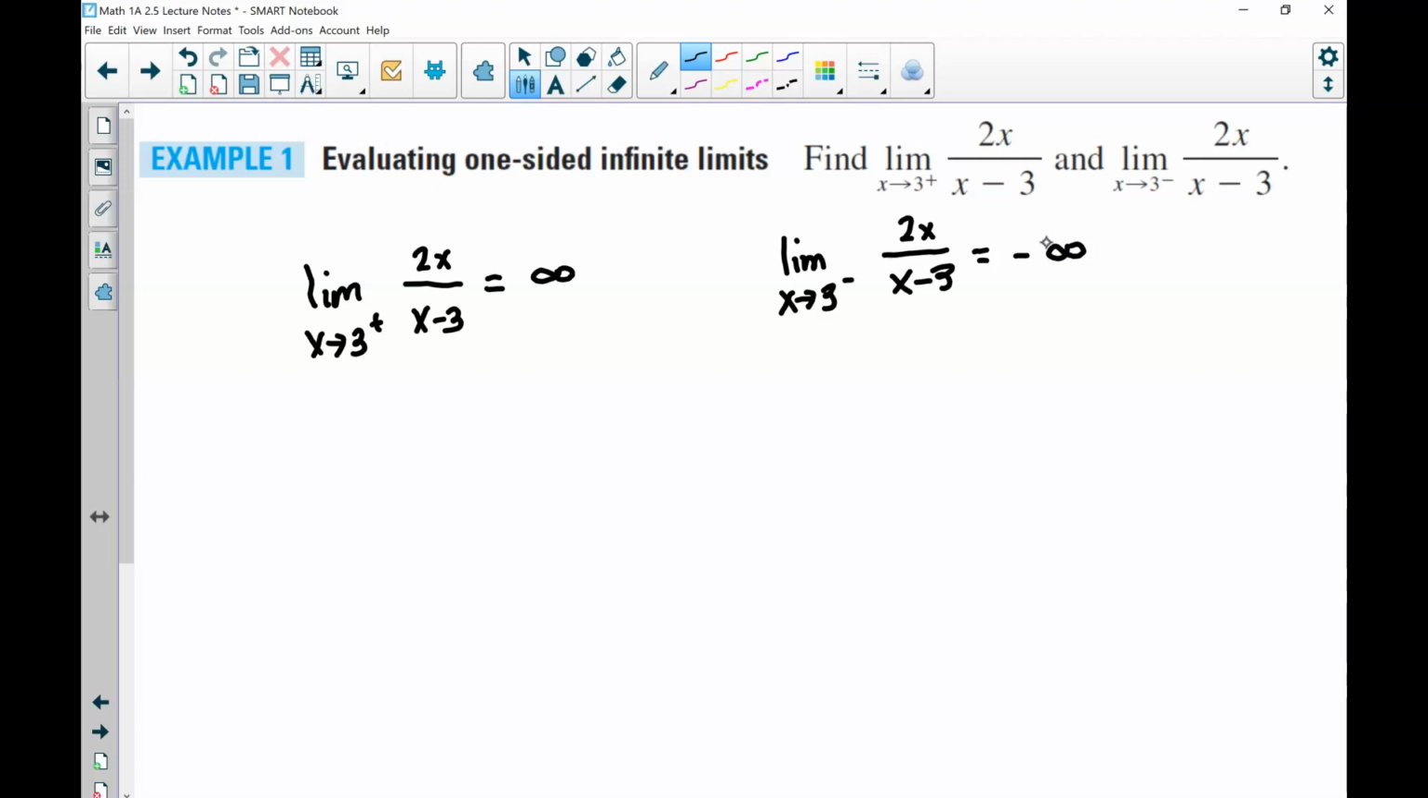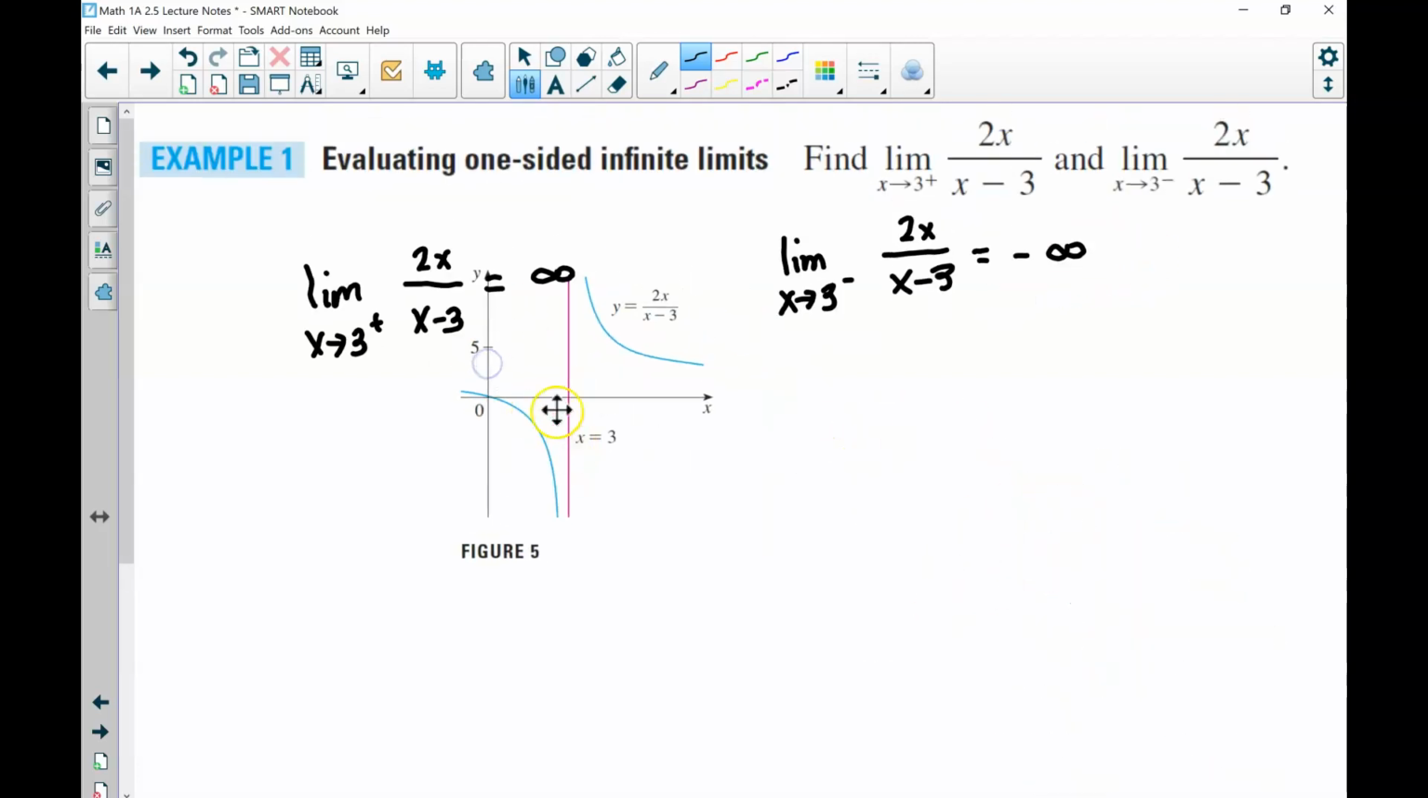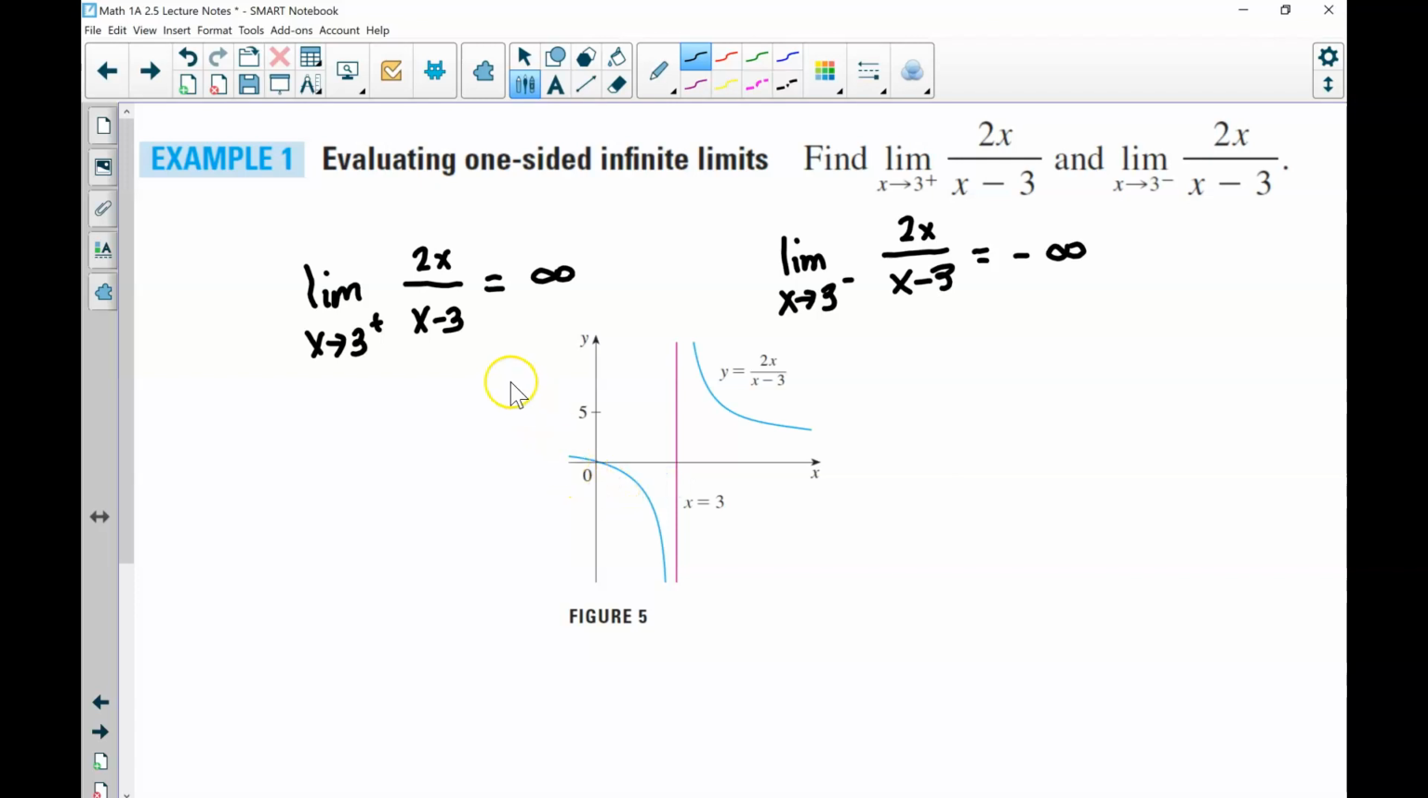So the graph of the curve is the following. Let's take a look at the curve here. You can see here as x is approaching 3 from the right, it's approaching positive infinity. And as it's approaching 3 from the left, it's going towards negative infinity.